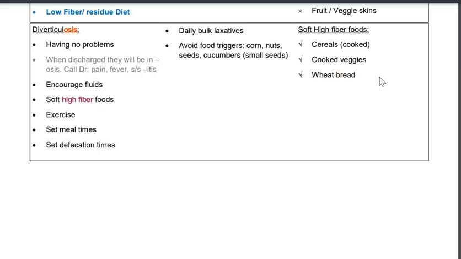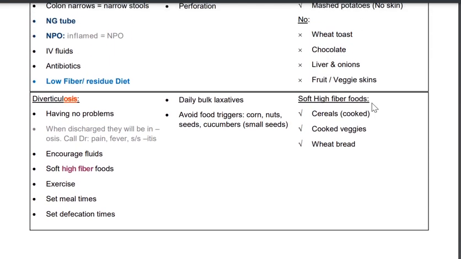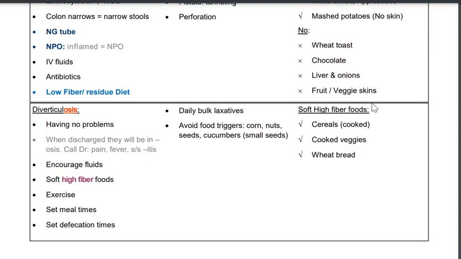And I don't know why it's cooked cereals. I'm thinking it means like oats and things like that, like oatmeal. Cooked veggies and wheat bread are some soft, high fiber foods that will help the patient when they have diverticulosis.